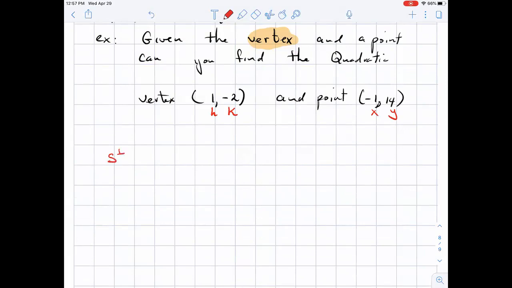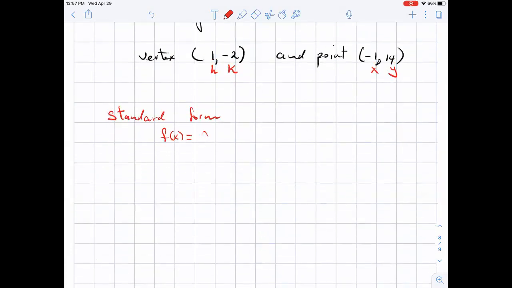Now, for the standard form, the formula is f of x equals a times (x minus h) squared plus k, which is also the same as y equals a times (x minus h) squared plus k. Do you agree? So if you have h, k, x, and y, can you plug them in and figure out what a is? You are given h, k, x, and y.